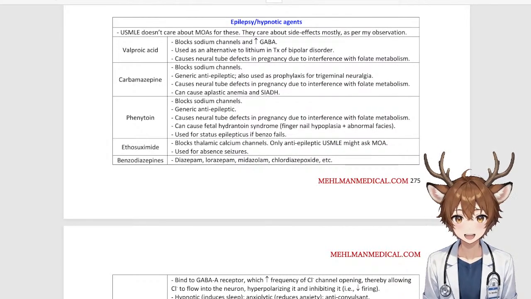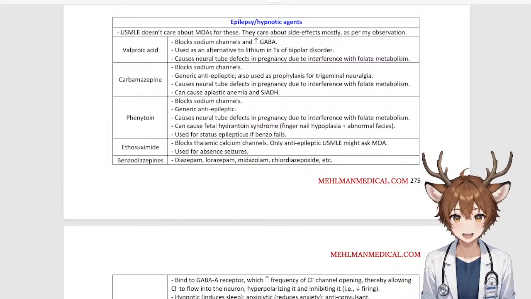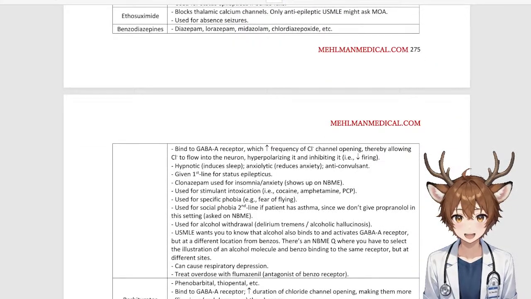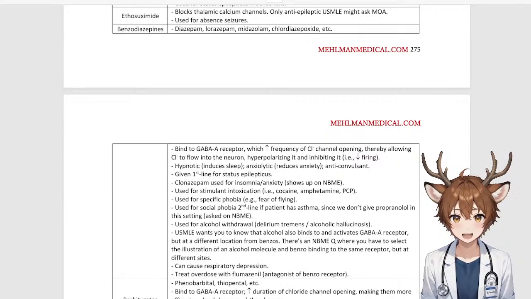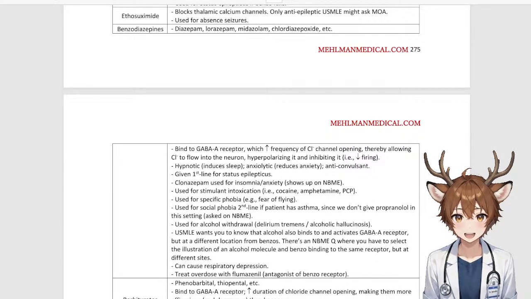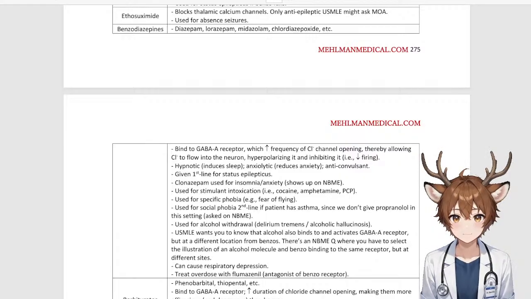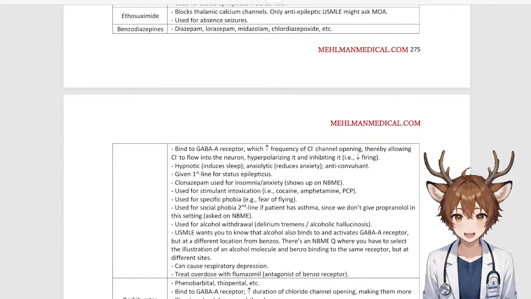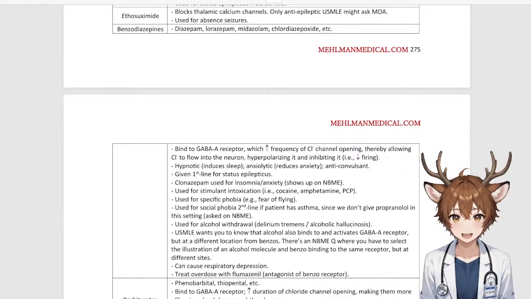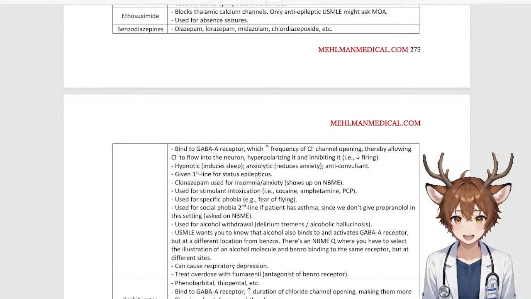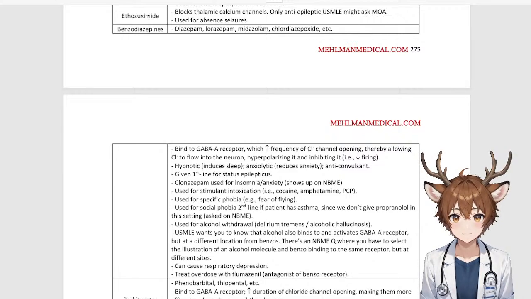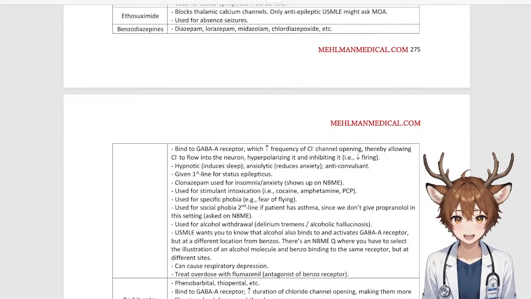What about benzodiazepines? Diazepam, lorazepam, midazolam, chlordiazepoxide, etc. Benzodiazepines bind to the GABA-A receptor, which increases the frequency of chloride channel opening. The frequency increases, okay? Thereby allowing chloride to flow into the neuron, hyperpolarizing it and inhibiting it, i.e. decreasing the firing. The hypnotic induces sleep, anxiolytic reduces anxiety, and anticonvulsant. Given first line for status epilepticus.